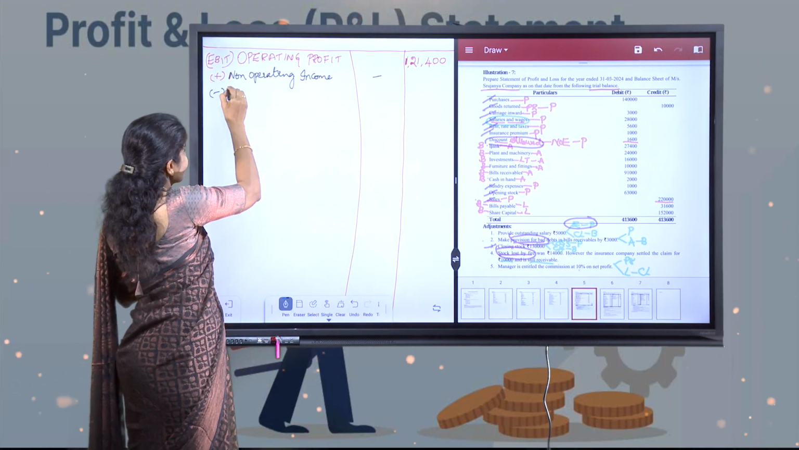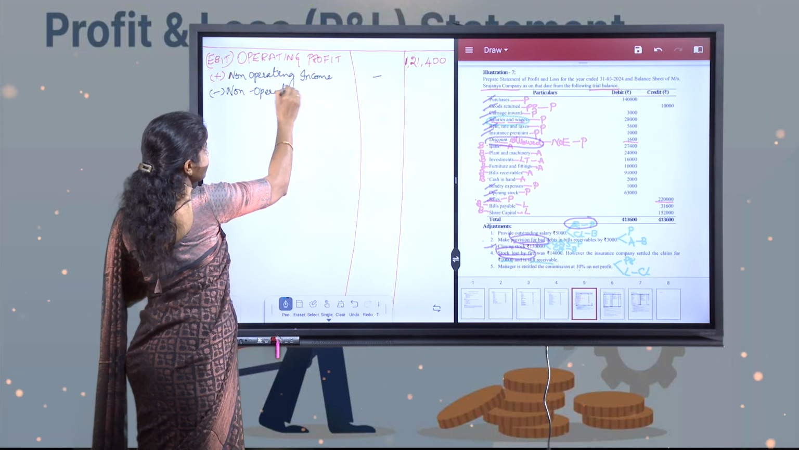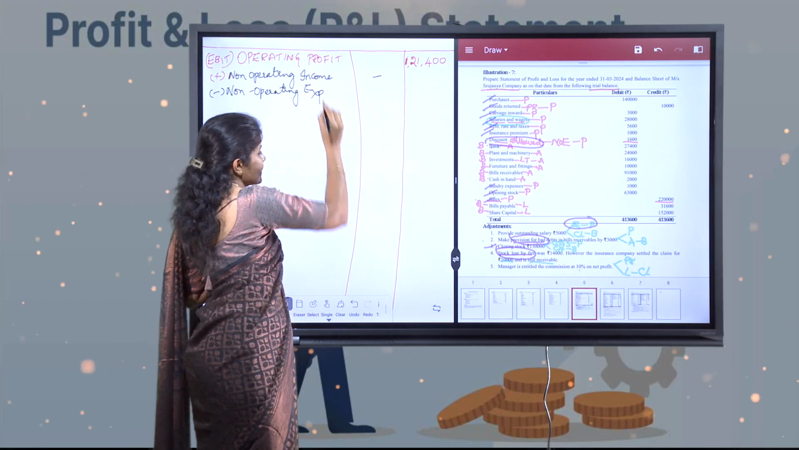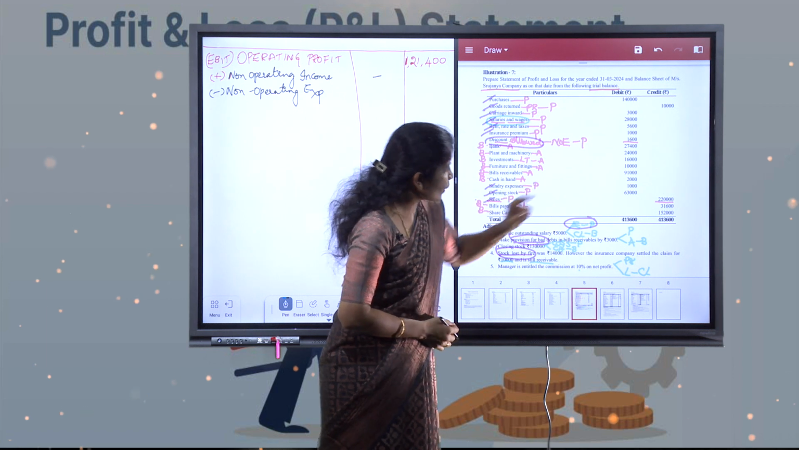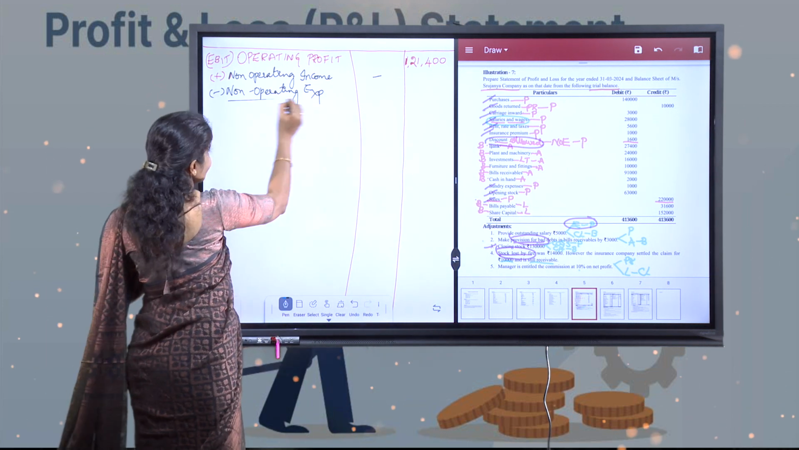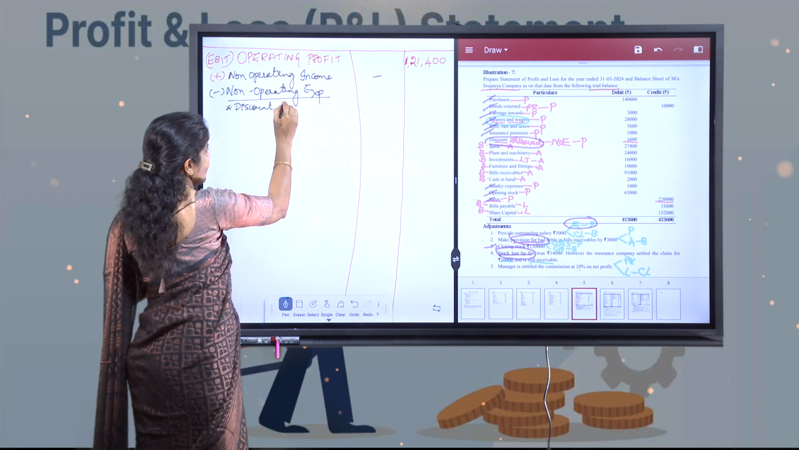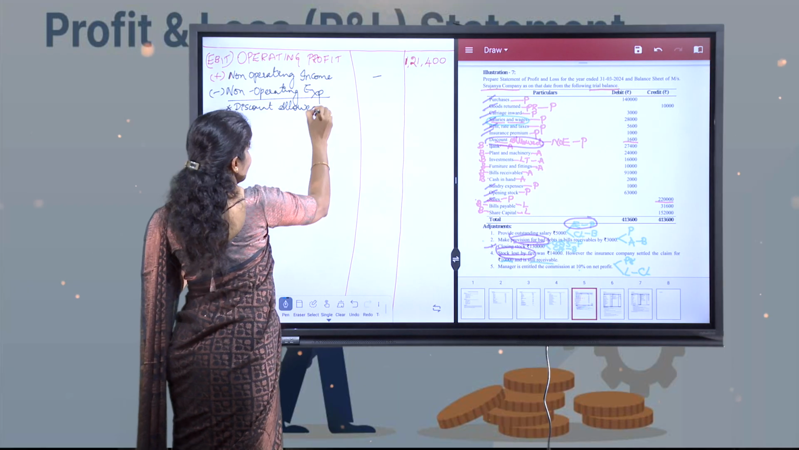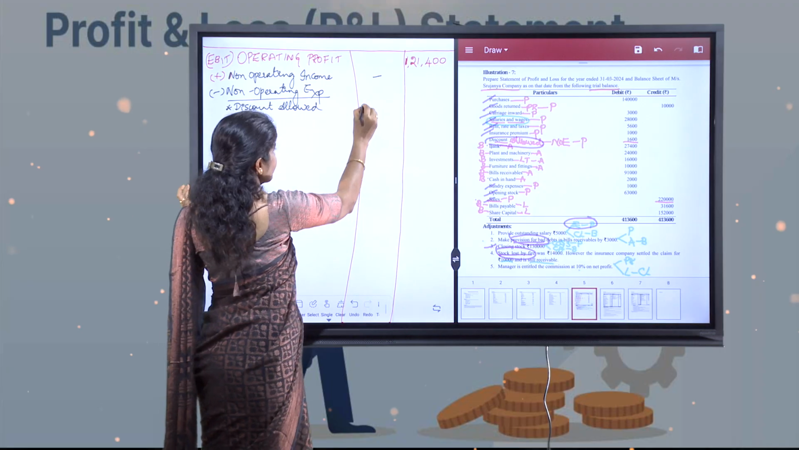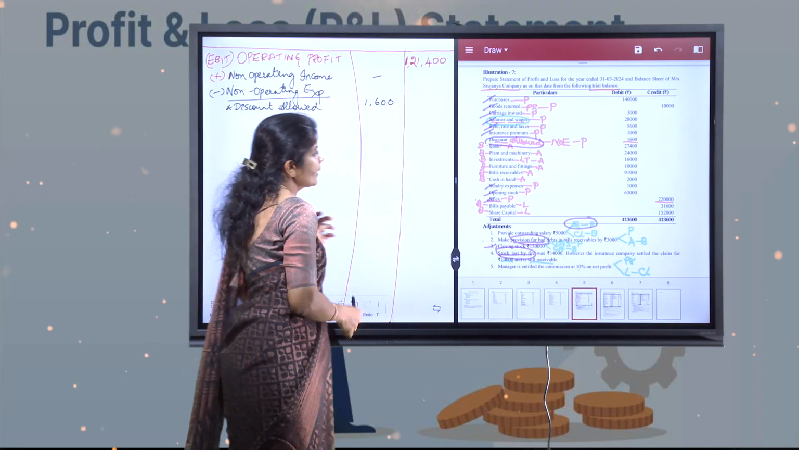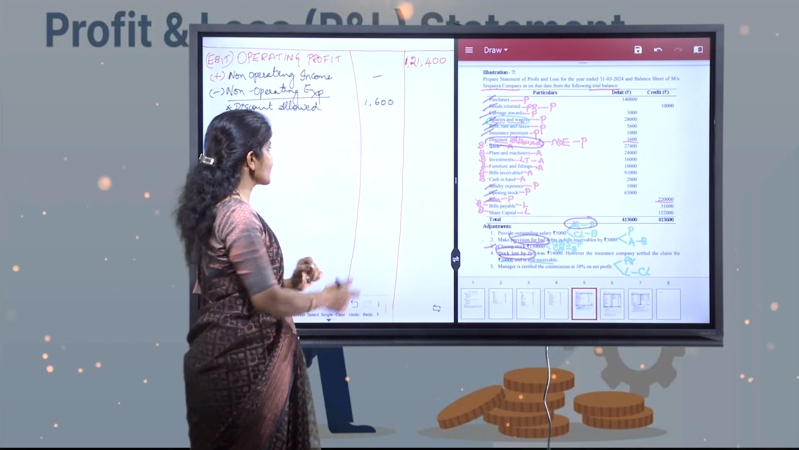Next, we can deduct non-operating expenses. As I mentioned, there are non-operating expenses. The first item is discount allowed. Discount allowed worth rupees 1600. Next, we have provision for bad debts on bills receivable.